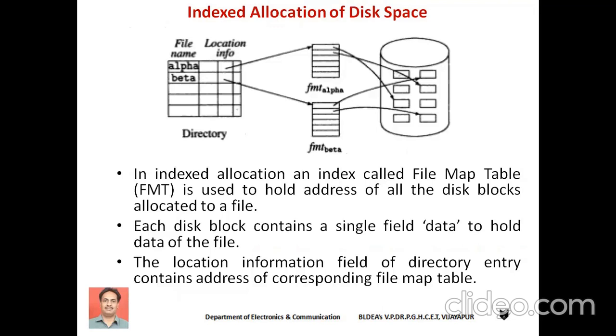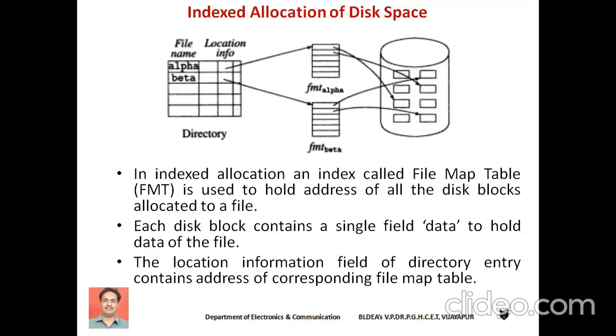We simply store the block addresses in a single block, which is referred to as the index block. It is also referred to simply as a file map table. The indexed allocation information is referred to as the file map table. So this file map table will contain the address of all the disk blocks which are allocated to a file.